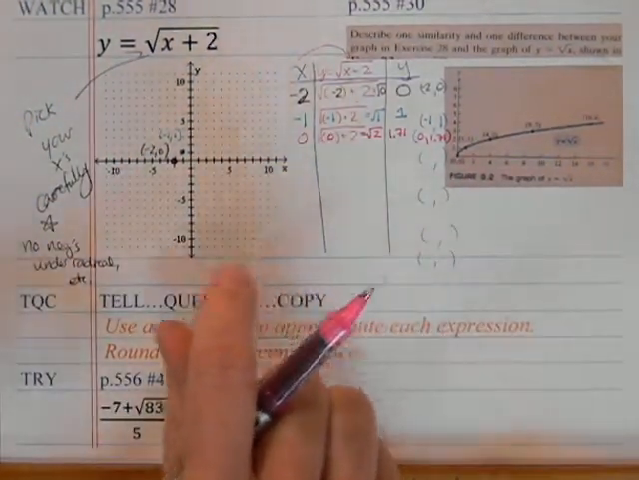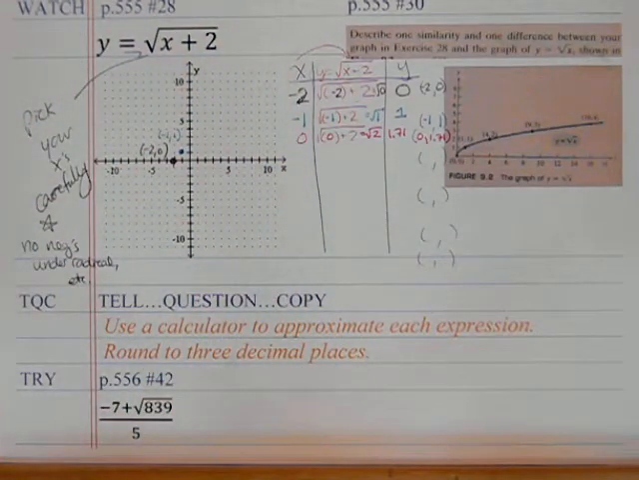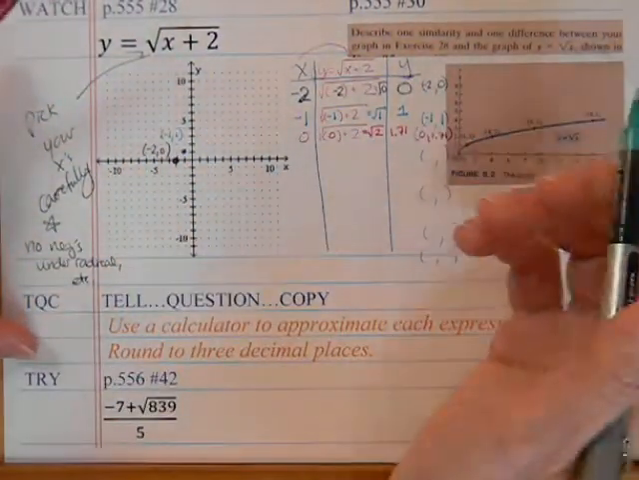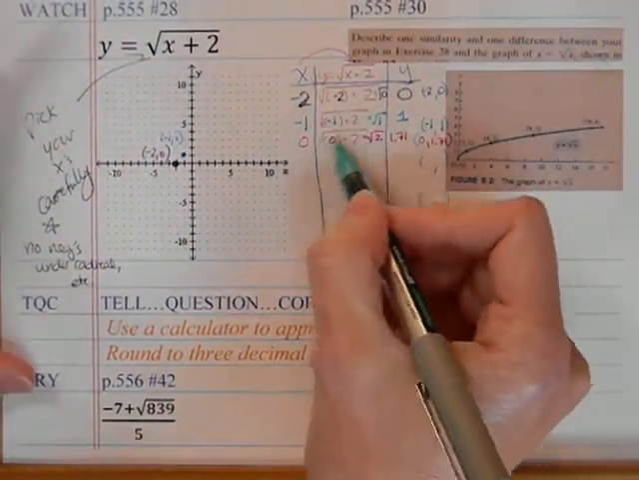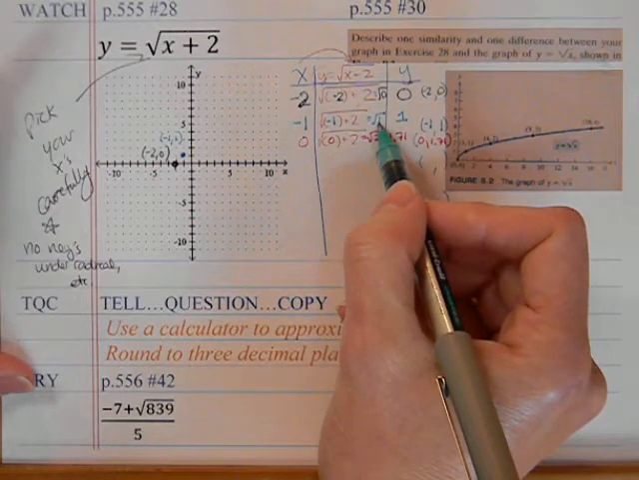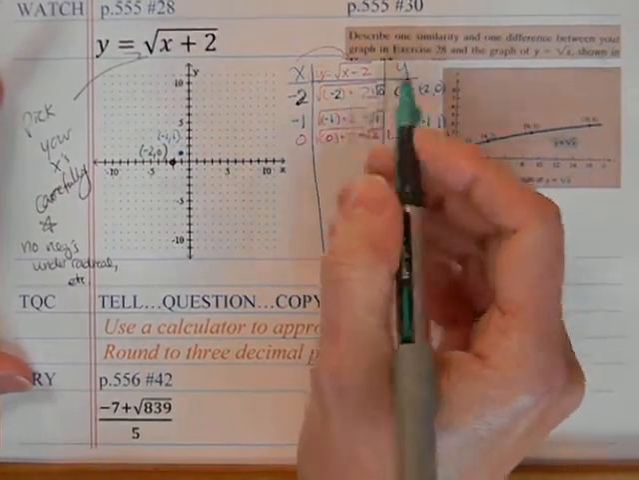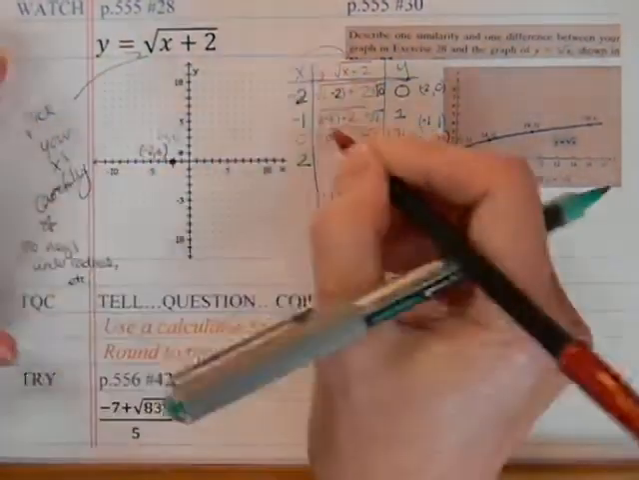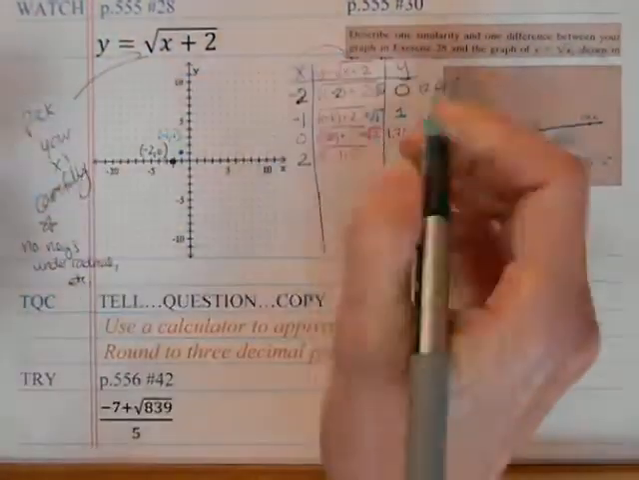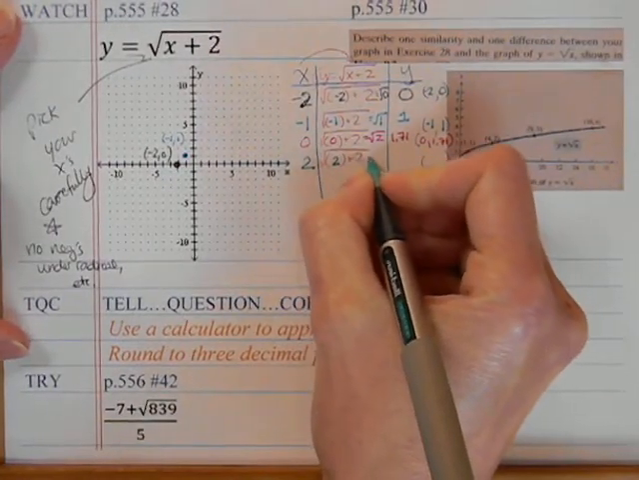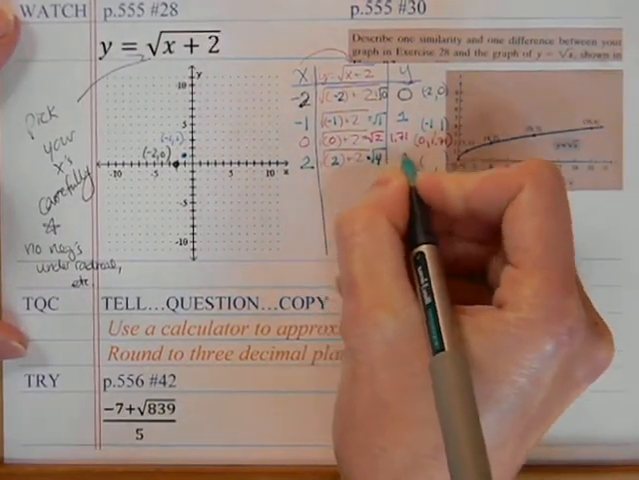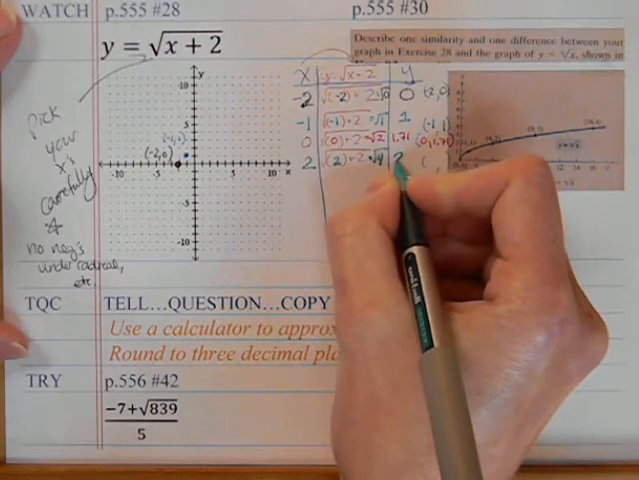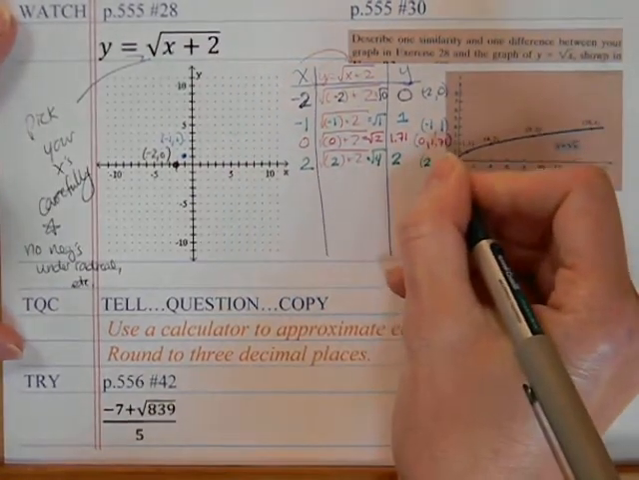I'm going to see if I can now strategically pick some numbers that are going to work out nicer for me. Let's see. What do I know? I know radical 0, I know radical 1. The next one I know is radical 4. So how can I get 4 underneath there? Well, if I add 2. So let's go ahead and put a 2 in for x. So I put in 2. That gives me 2 plus 2. That gives me radical 4. I know radical 4, square root of 4. That's just positive 2. So my point here is 2, 2.